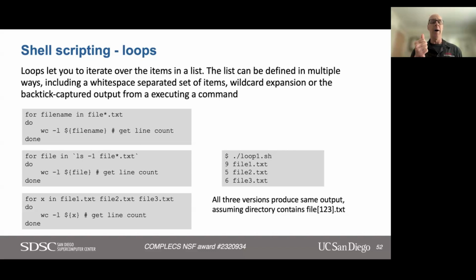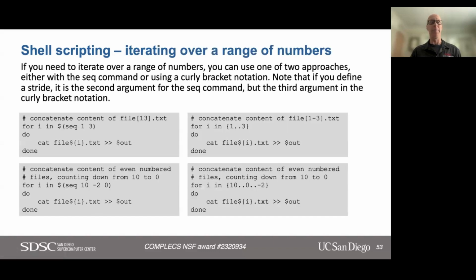So I could do for filename in files*.txt. I could have captured the output of ls, or I could have listed all of the file names on the line containing the for statement. All three of these produce the same output. We can also iterate over ranges of numbers using the sequence command or the curly brace notation.